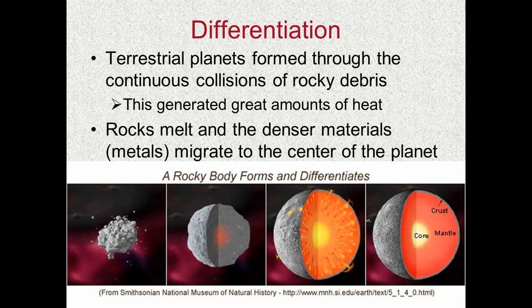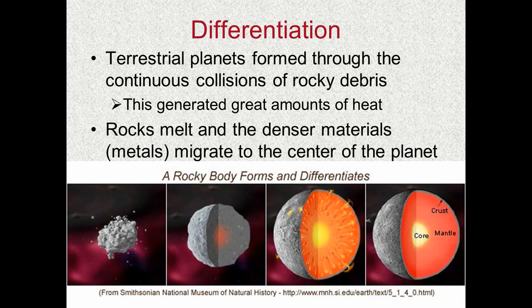Now let's go back to this differentiation. And let's talk about what it is. And once again, the Earth wasn't the only one that underwent this process. All of the terrestrial planets, remember those are the four inner ones, Mercury, Mars, Venus, and Earth, all underwent this process.